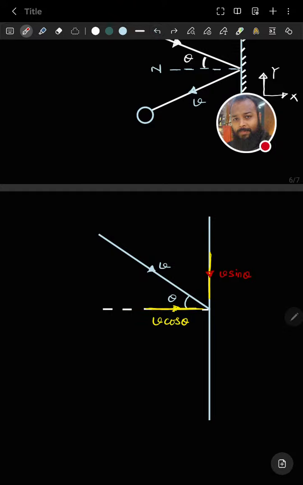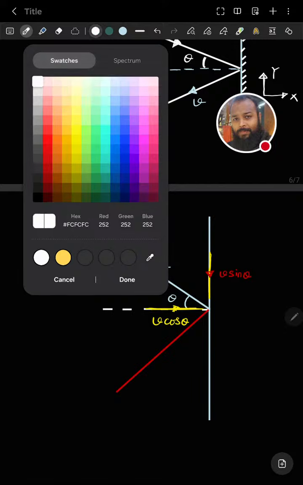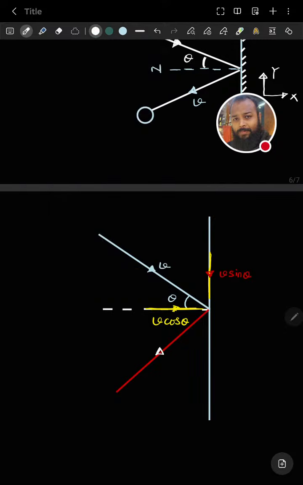When it rebounds back like this, I've chosen some other color for this one. So when it rebounds back in this direction, let's say this is the velocity, same velocity से rebound हो रहा, correct? Then it is coming back with this velocity here. Since this angle is also theta, it becomes v cos theta here and v sin theta here.